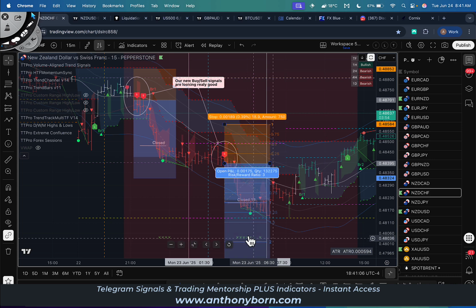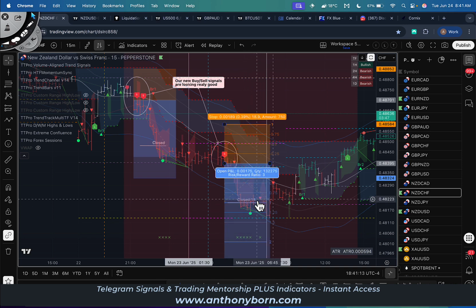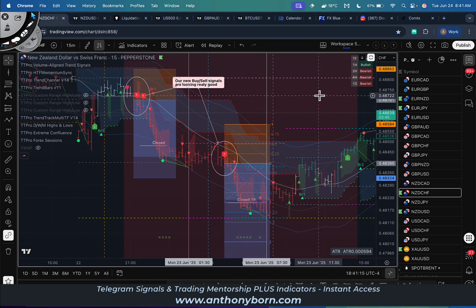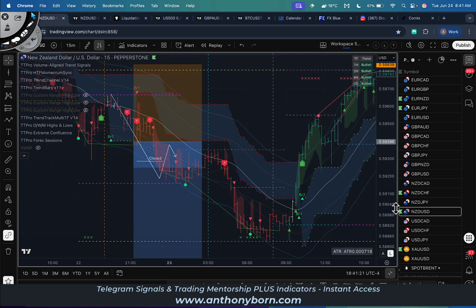You got the green dot and you got the green crosses down the bottom, just saying that it's starting to get overextended. Good idea to close it, and as it was, it turned around. New Zealand dollar was another short that I took. That was part of the basket of trades. I closed it early because I could see that it was going to turn around.